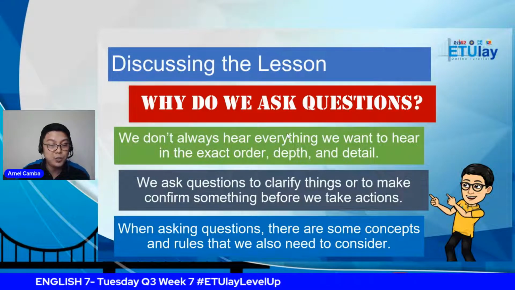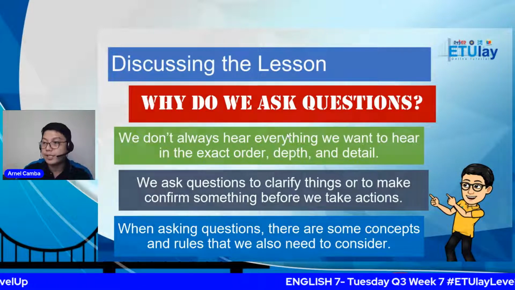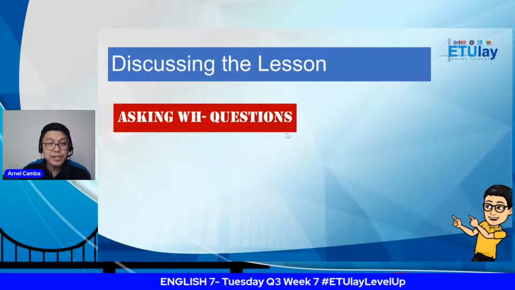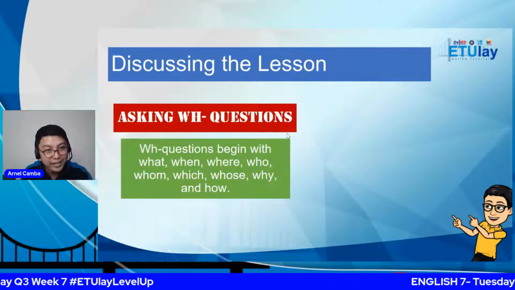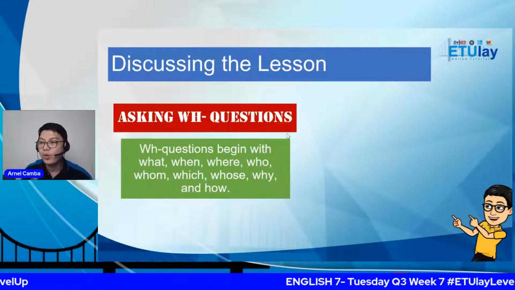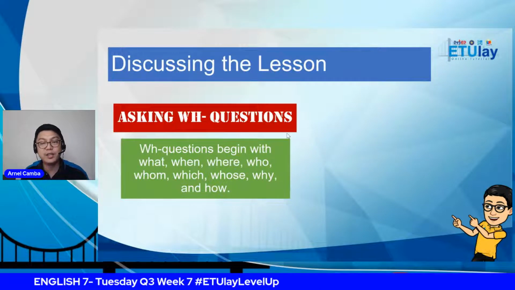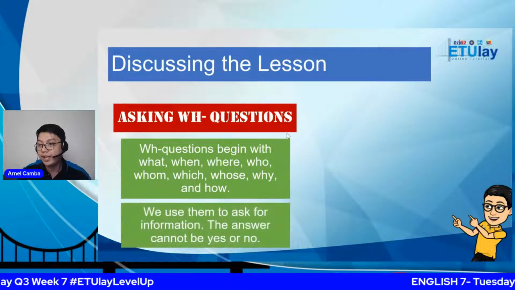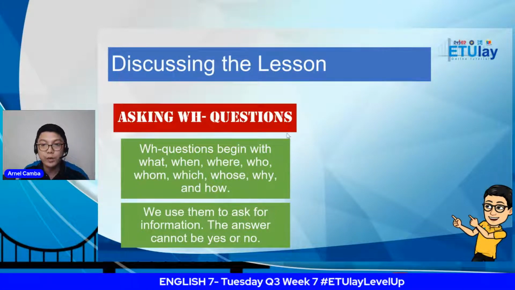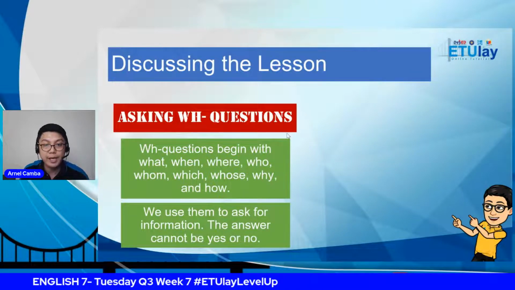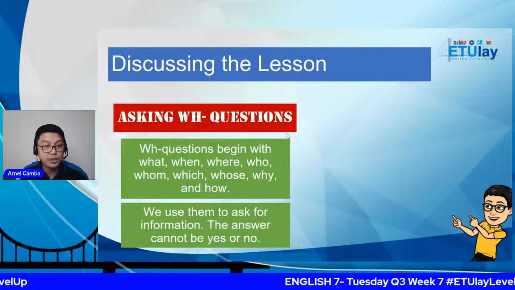Okay, so syempre, in English, we have our grammar rules that we need to follow so we can clearly express ourselves. So, since our topic is about asking WH questions, these are the examples of WH questions and 1H. Okay, so we have what, when, where, who, whom, which, whose, why, and how. Okay, so these are the examples of these questions. And what are these? We use them to ask for information. So tama yung sinabi ng iba sa inyo that we ask questions to learn or to get information. So we use WH questions to gather information depending on what WH question you are going to use.